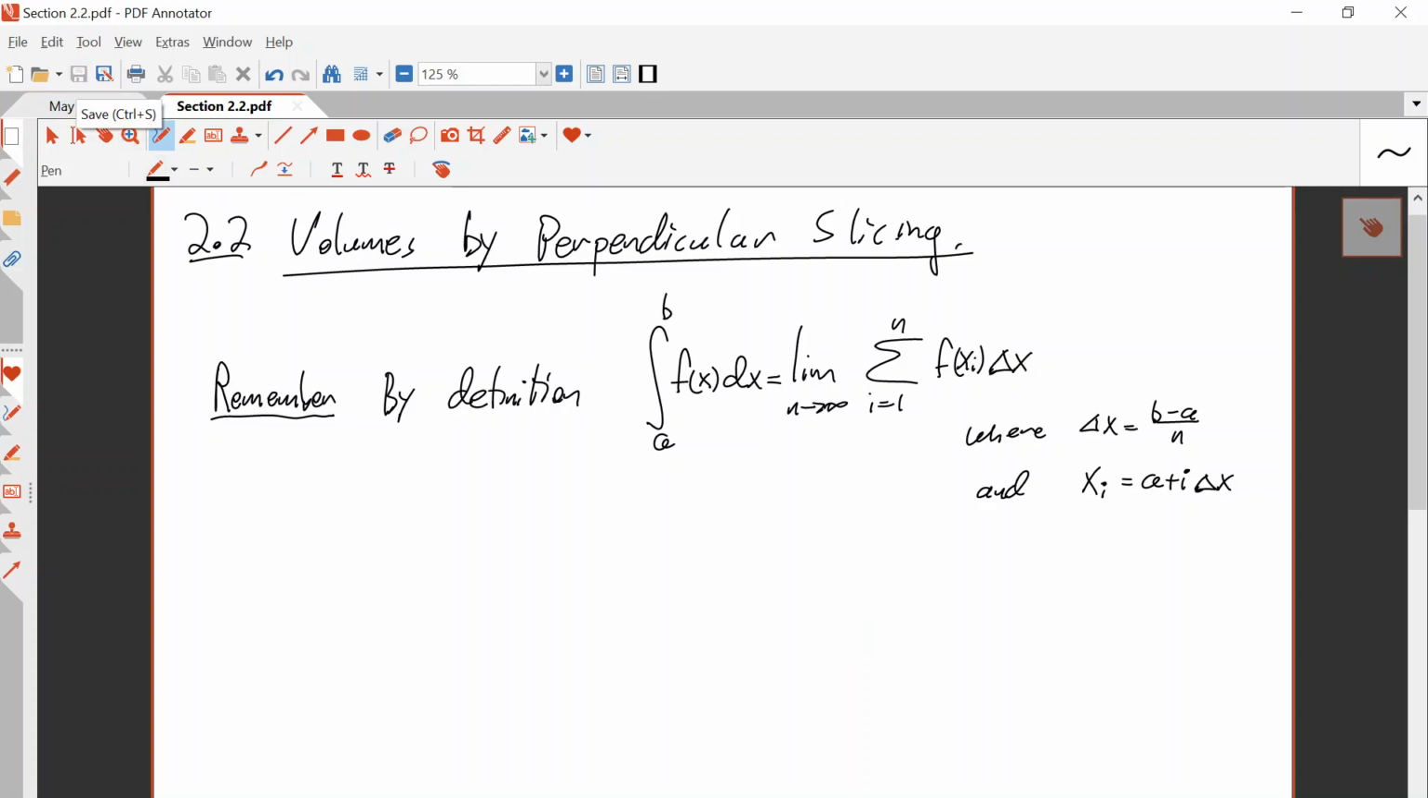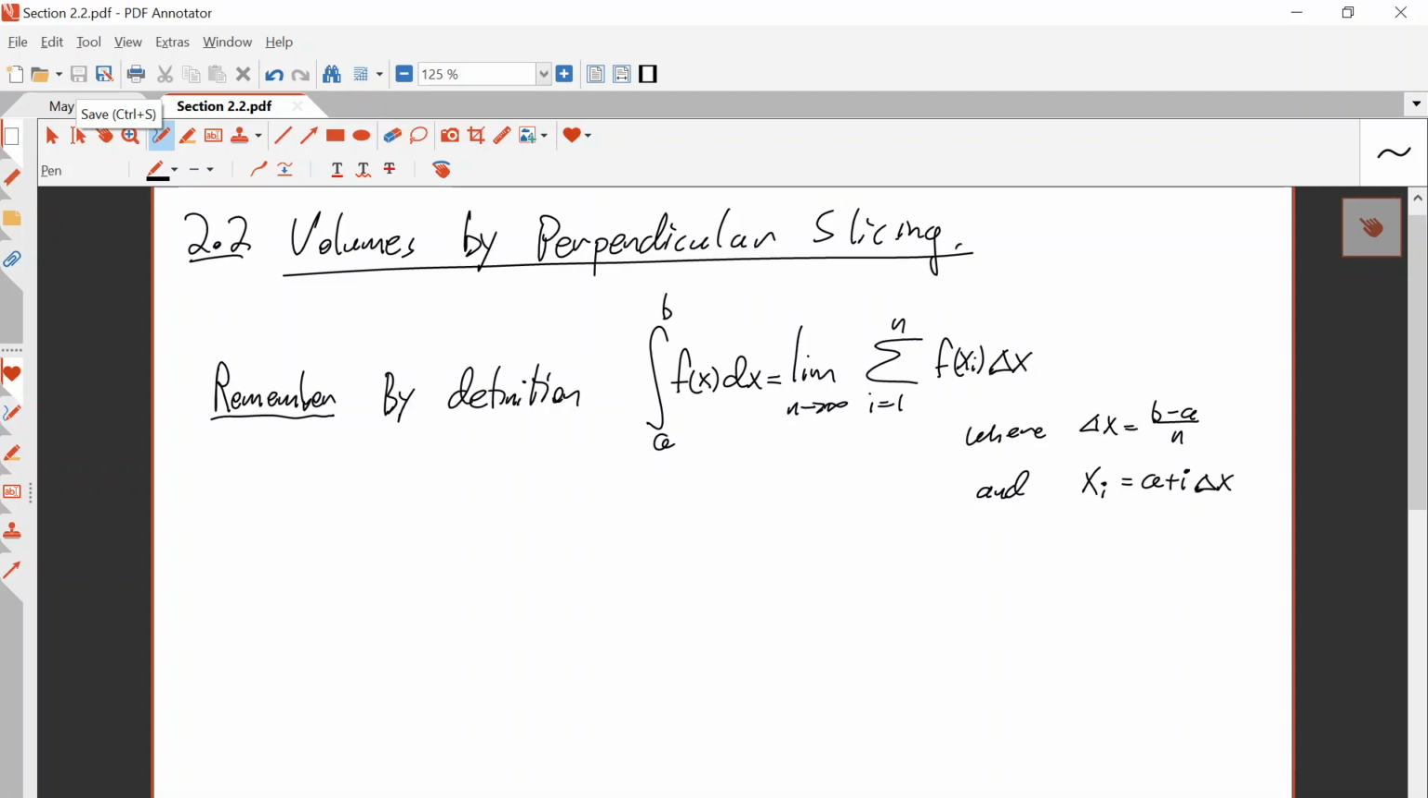Alright, so in section 2.1 we applied this definition of the integral to calculate areas other than the standard area, although it wasn't really too much different than what we had before with the standard area measurement for the integral. So now we're going to do something different. We're going to calculate volumes using integration.